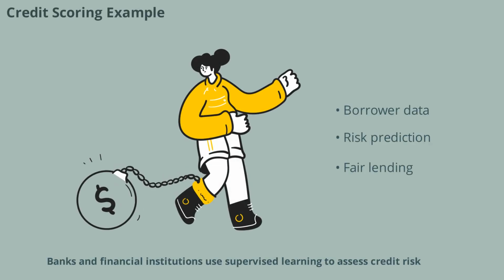Banks and financial institutions use supervised learning to assess credit risk. By analyzing historical data on borrowers and their repayment behavior, models can predict the likelihood of default for new applicants. This enables more accurate and fair lending decisions, reducing financial risk.